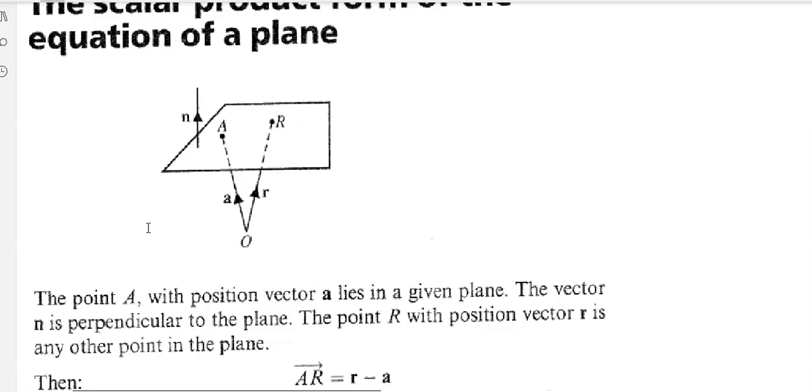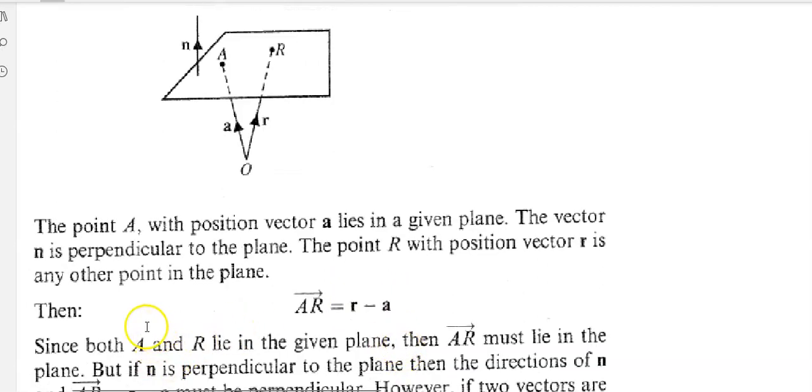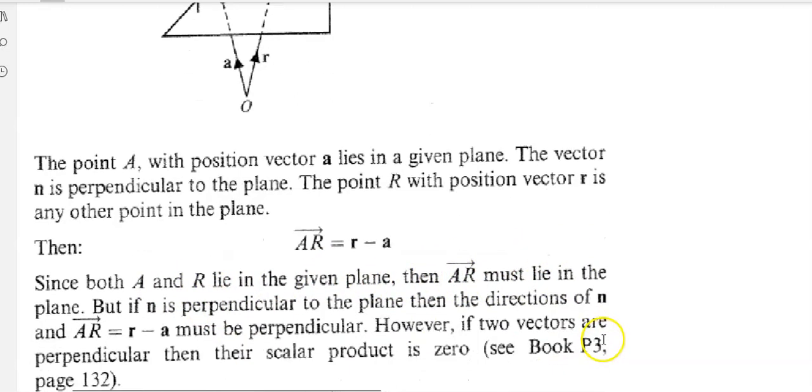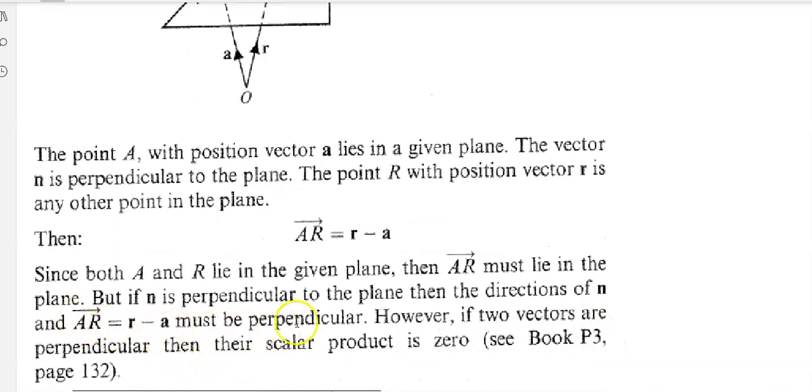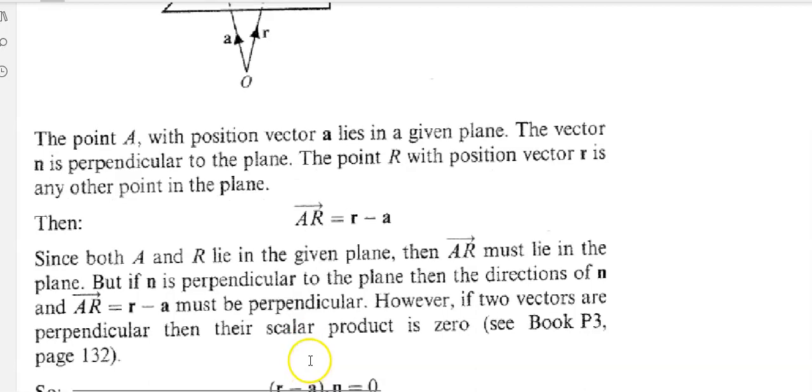The point R with position vector R is any other point in the plane, or I like to call it the general point in the plane. So A to R is equal to R minus A. And since both A and R lie in the given plane, then AR must lie in the plane. But if n is perpendicular to the plane, then the direction of n and AR must be perpendicular. So if two vectors are perpendicular, then their scalar product is 0.